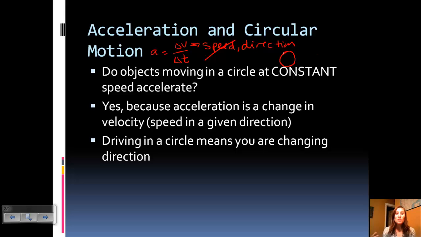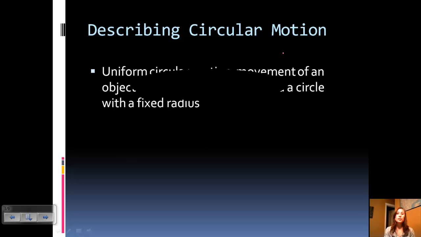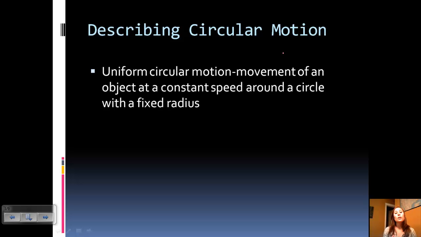So if you are doing donuts in the parking lot, then you are changing direction, and you are accelerating. Okay, so let's talk about how to describe circular motion. We have what's called uniform circular motion. So if you think about what the word uniform means, everybody is the same. And so we're going in the same type of circle. So this is movement of an object at a constant speed around a circle with a fixed radius. So our circle is exactly the same all the way around, and so our radius, our center of our circle to the outside, is the same all the way.